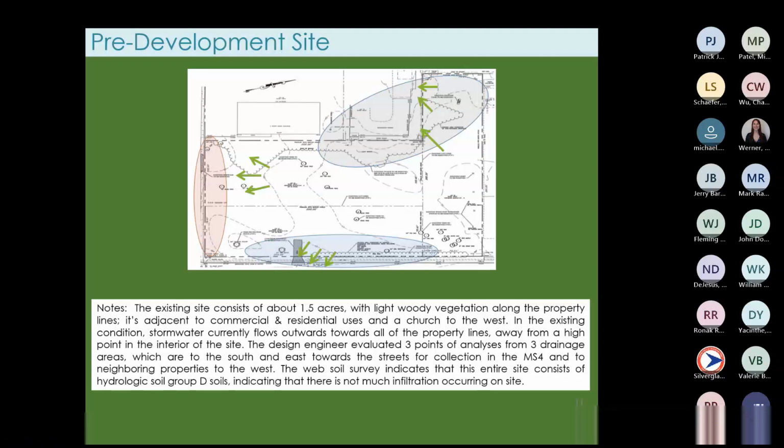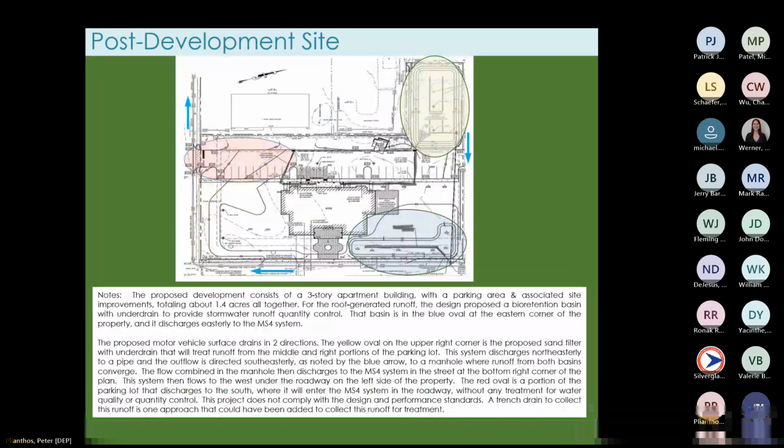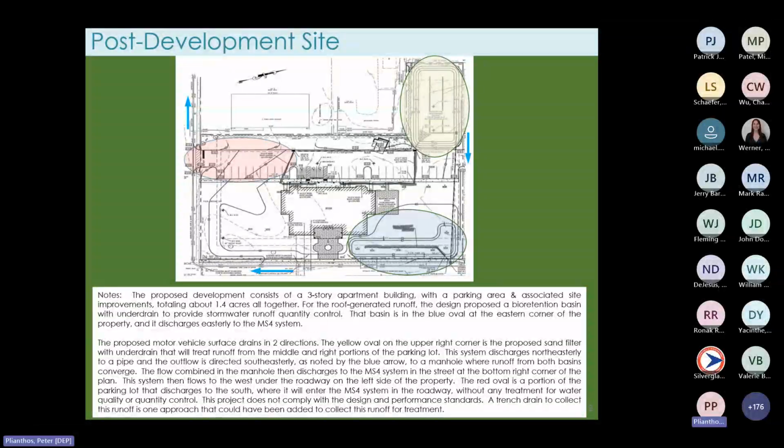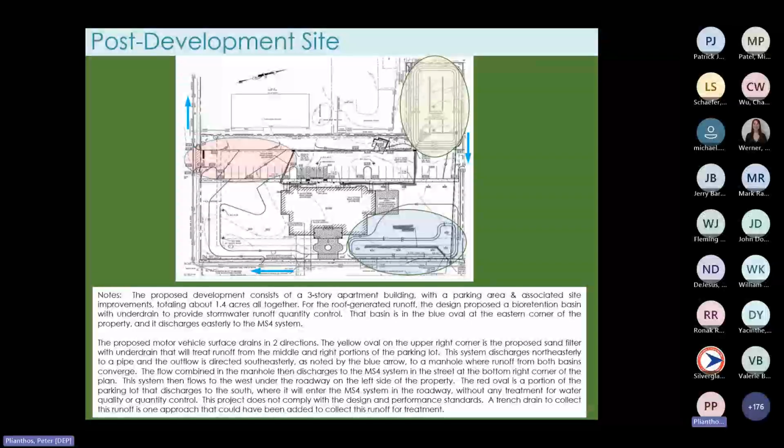The design engineer evaluated 3 points of analysis from 3 drainage areas, which are to the south and east toward the streets for collection in the MS4 and to neighboring properties to the west. The web soil survey indicates that this entire site consists of hydrologic soil group D soils, indicating that there is not much infiltration occurring on site. The proposed development consists of a 3-story apartment building with a parking area and associated site improvements, totaling about 1.4 acres altogether.